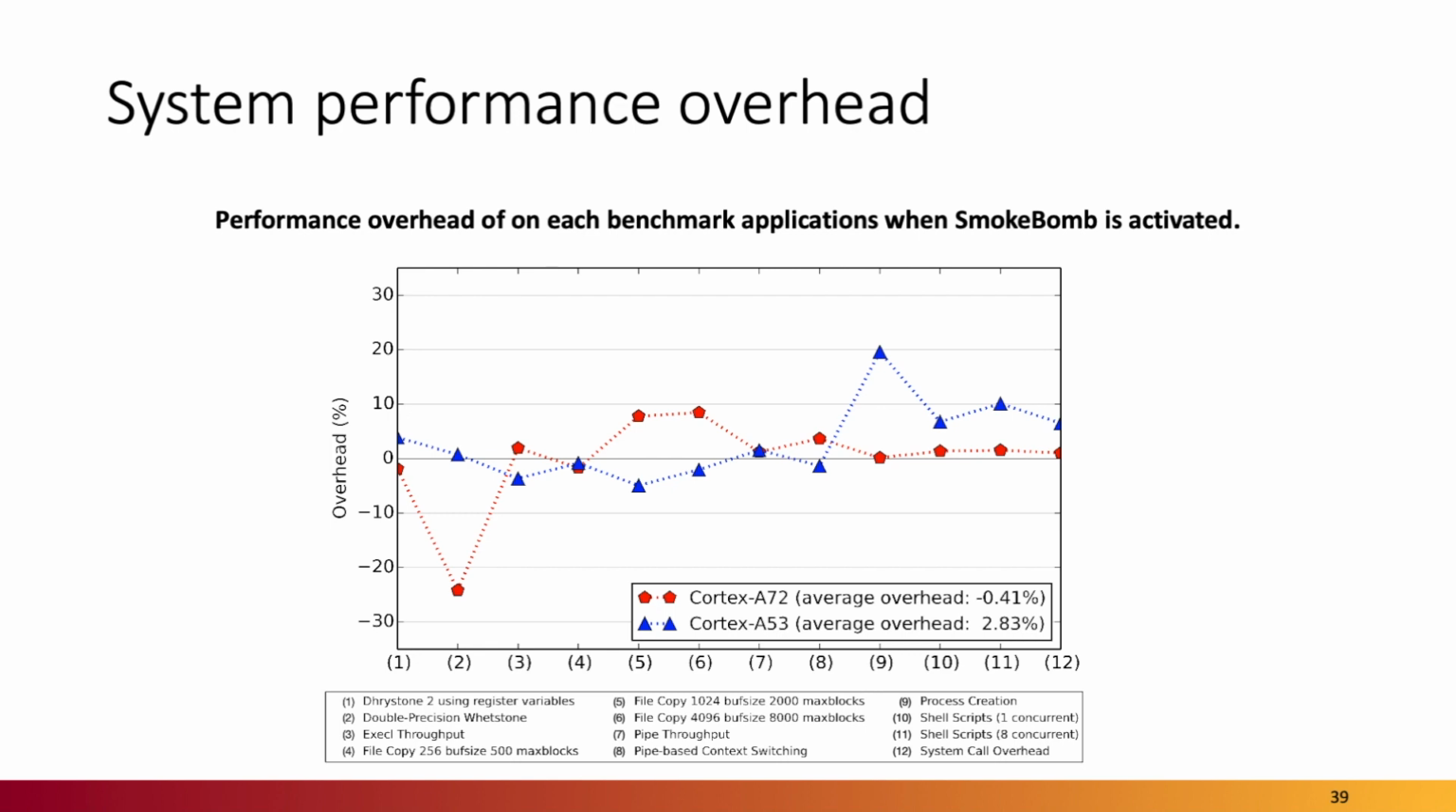Lastly, to evaluate the impact of SmokeBomb on system throughput, we compared throughput when SmokeBomb is not running with when SmokeBomb is running continuously. Therefore, the result can show how the system performance changes when SmokeBomb is activated. The result illustrates that when SmokeBomb is activated, the average performance overhead that SmokeBomb imposes on the overall system is negligible.